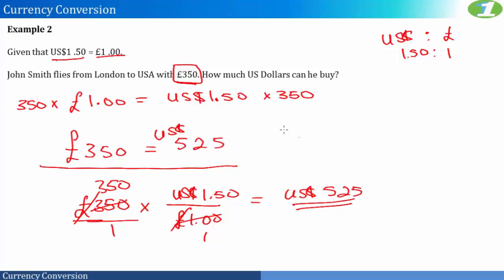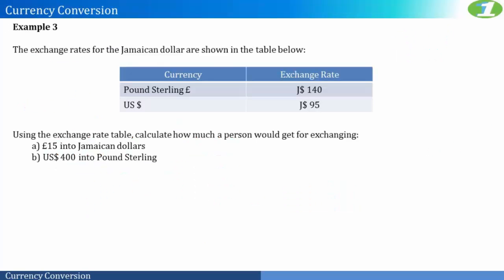So this means that 350 pounds can buy 525 US dollars. Not bad. Now let's look at our final question.